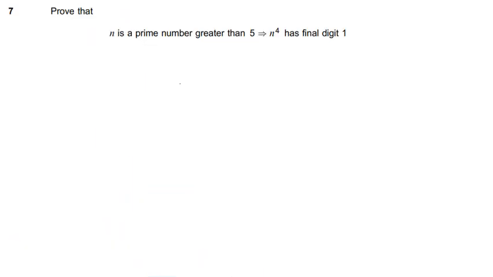Okay, we've got a mathematical proof next. So prove that if n is a prime number greater than 5, then that implies that n to the 4 has a final digit of 1. Okay, well, first of all, what we can say is that the last digit of n to the 4 only depends on the last digit of n.